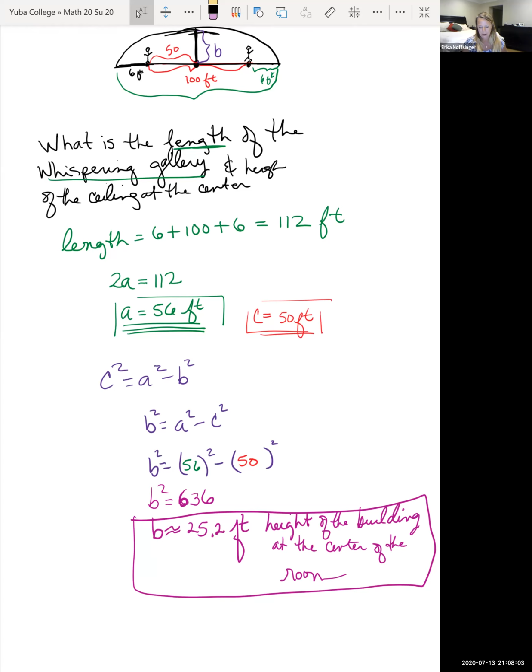Okay, so hyperbolas. Hyperbolas are almost identical to ellipses. There's only one minor change in what the equation looks like. Instead of a plus in between those fractions, there's a minus.